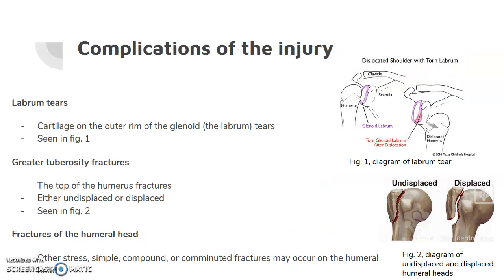There are also many complications that could potentially come with the initial injury. Labrum tears are very common and occur when the cartilage on the outer rim of the glenoid, also known as the labrum, tears. This tearing can be seen here in figure 1. A greater tuberosity fracture is a large fracture that breaks the humeral head where it is attached to the muscles of the rotator cuff. The fracture can either be undisplaced or displaced, and this can be seen here in figure 2. Other fractures of the humeral head can occur, such as simple, compound, or comminuted.